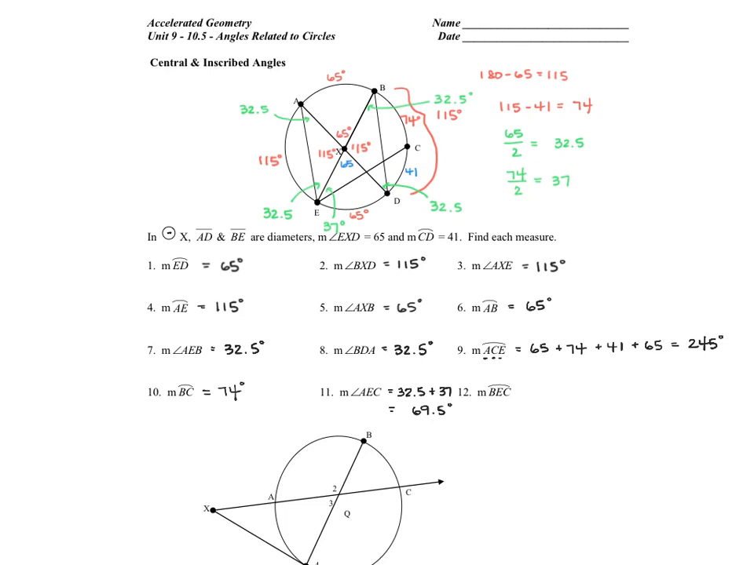And the measure of arc BEC. So again, a major arc that starts at B, goes through E, and ends at C. And if we notice, that's the entire circle except for arc BC. So we can also do the entire circle, which is 360 degrees, minus arc BC, which is 74, and the entire arc BEC will be 286 degrees.